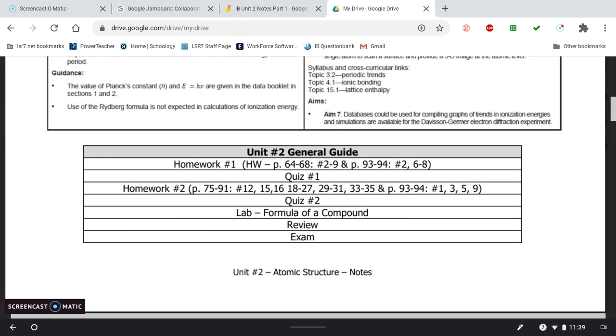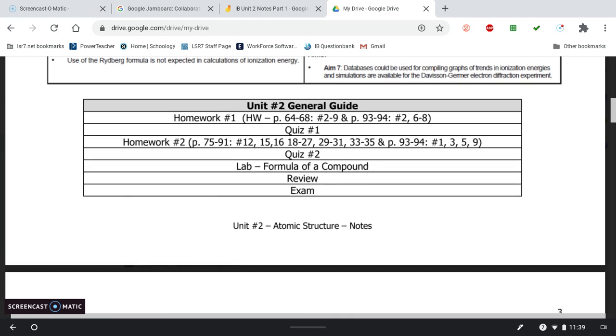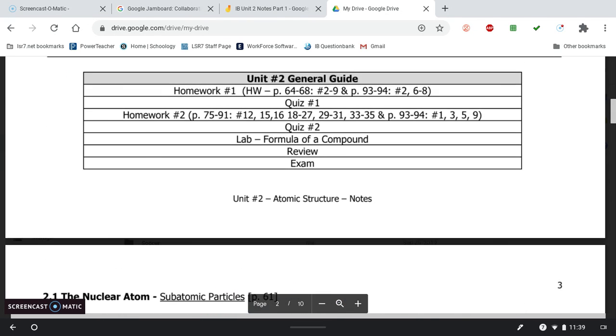So as you can see, really just not that big of a unit. The first unit is definitely the biggest one, and this is significantly shorter. Two homeworks, a couple of quizzes if we get to them. Have a lab. I may swap that out for something else just because of our time requirements. So I don't know if we're going to actually do that lab. We may do a different one. And that's kind of it.